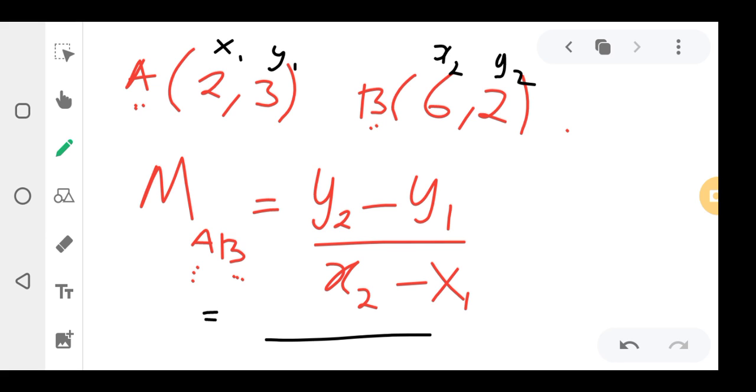So you start. What's on top? y2 minus y1. What is y2? It is 2 minus, what is y1? y1 is 3. So here it will be 2 minus 3. And then down is x2. What is x2? x2 is 6 minus x1, which is 2. So 2 minus 3 is negative 1 over 6 minus 2, which is 4. So the gradient is negative 1 over 4. This applies to all questions. So that was question 1.